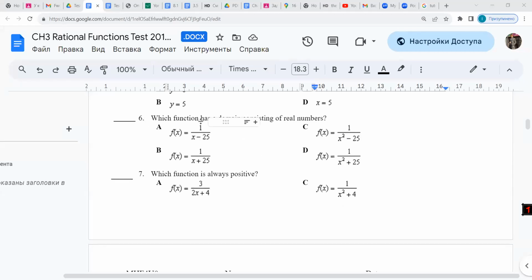Question 6. Which function has a domain consisting of real numbers? That's an interesting question. So the domain includes all the x values, right? x, element of R, real numbers.